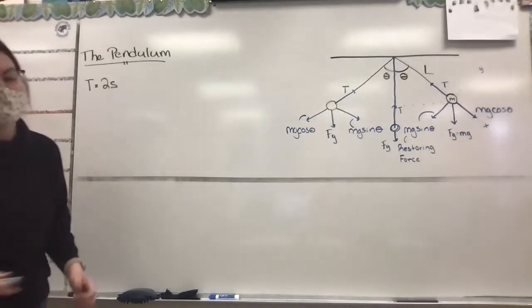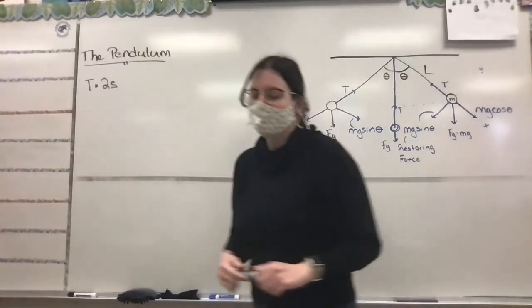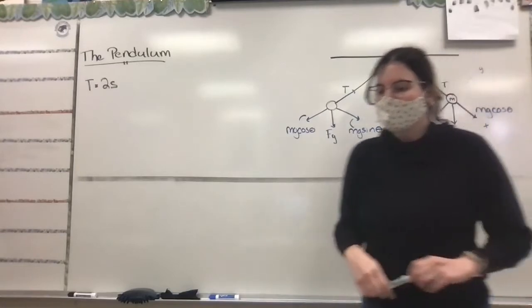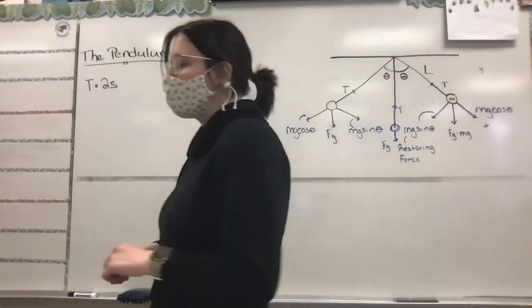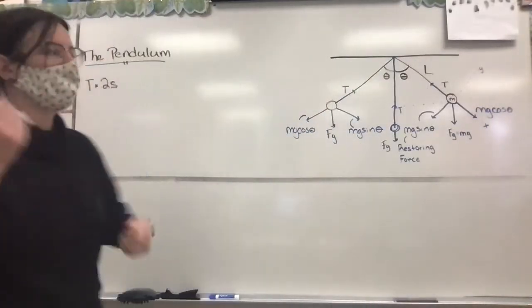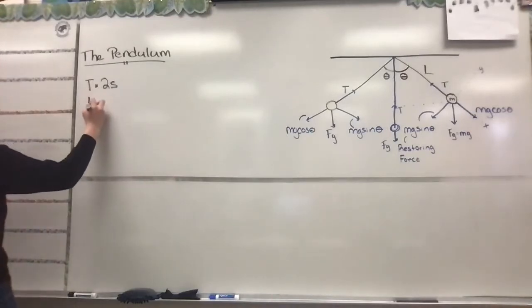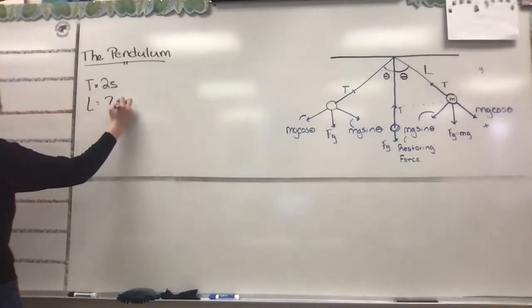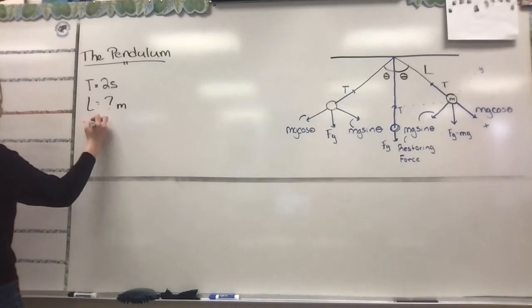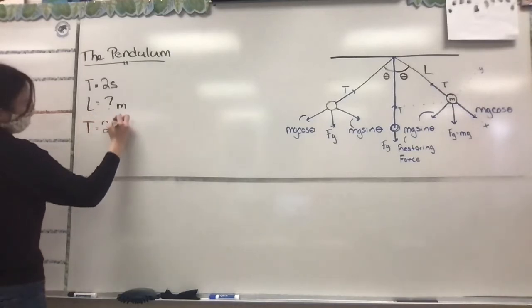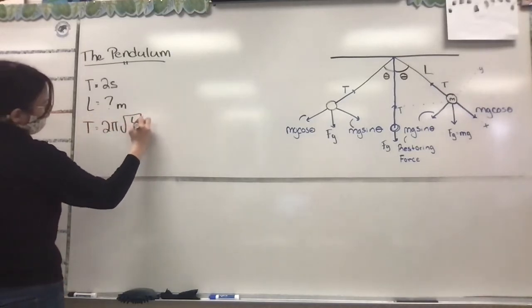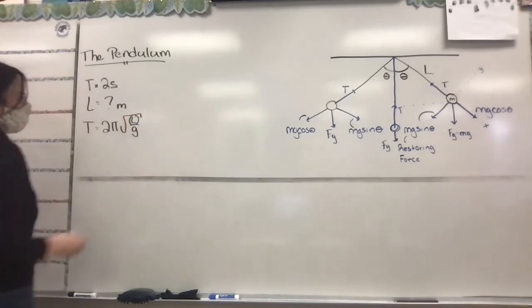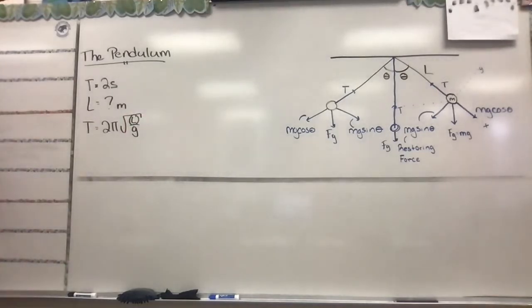Okay, so the period of our grandfather clock is 2 seconds. Now, this grandfather clock is on Earth, and I want to know the length. Okay, we have to rearrange. So now we've got period is equal to 2 pi square root of L over G, and we want L. We want the length. How are we going to find that, you guys?